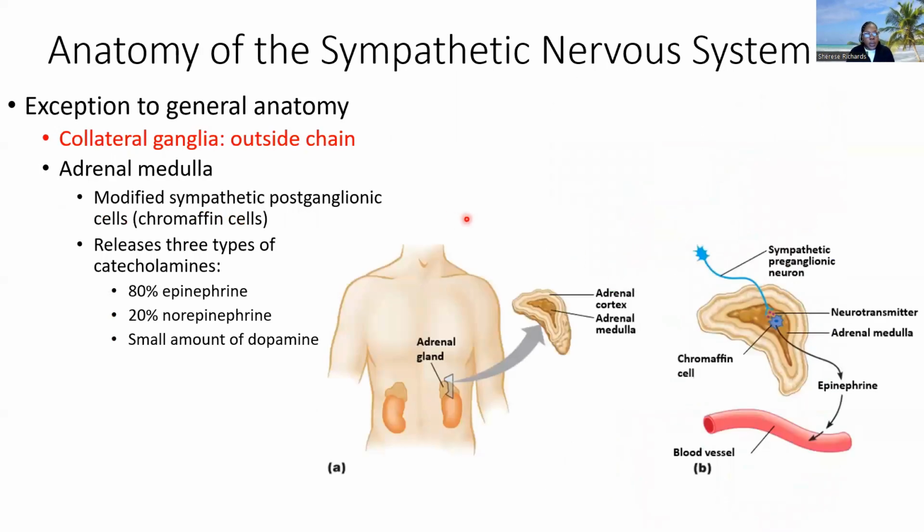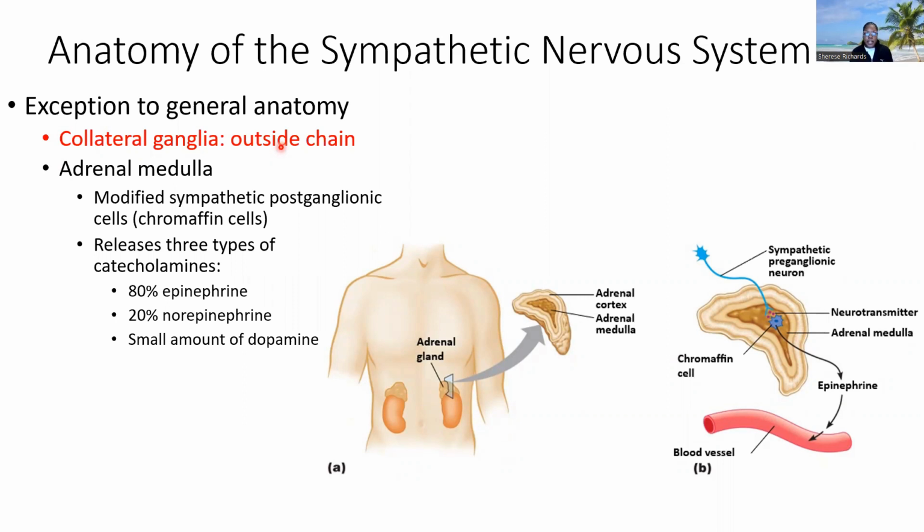Okay. So here is the third option, right? The options for synapsing of that sympathetic preganglionic neuron. So we said the sympathetic chain was one option for that preganglionic neuron to synapse. The second option we said was a collateral ganglia that was outside of that chain. And then the third option was the adrenal medulla.